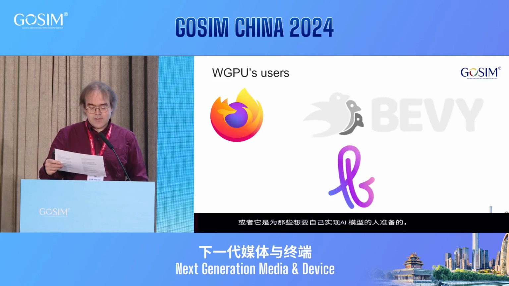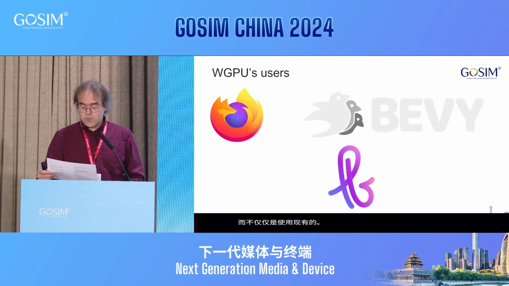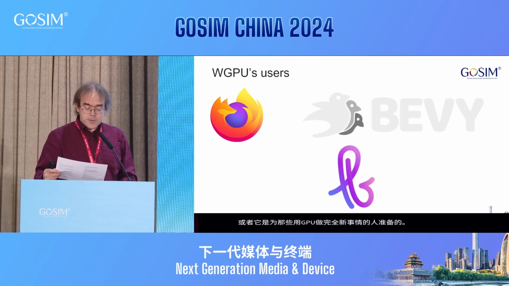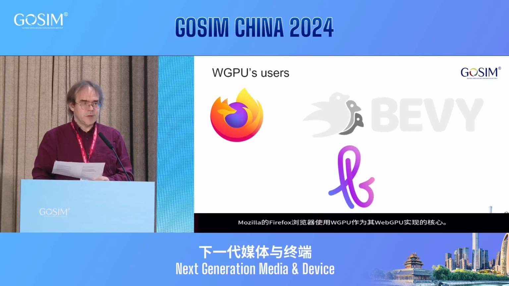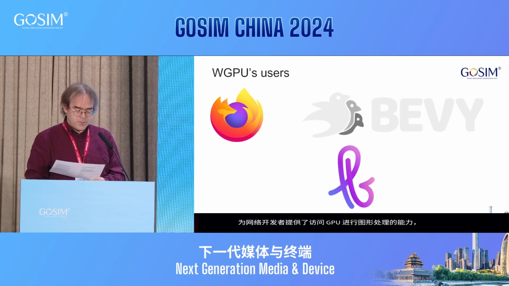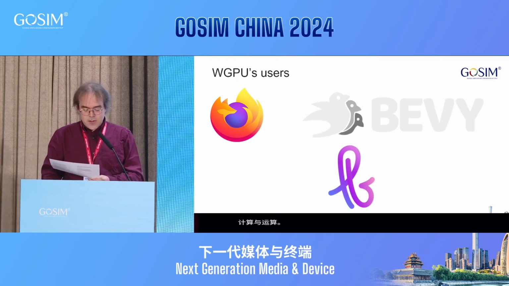WGPU has some relatively high-profile users. Mozilla's Firefox web browser uses WGPU as the core of its WebGPU implementation. WebGPU is a successor to WebGL, giving web developers access to the GPU for both graphics and computation, which WebGL really won't help you with. The Bevy game engine, which is pretty widely used, uses WGPU for all its GPU access. And the Xilem UI toolkit from the Linebender project, which is a research project at Google, uses WGPU for all GPU operations.